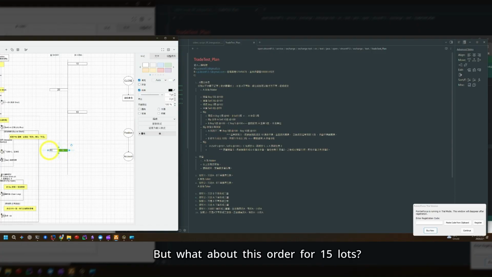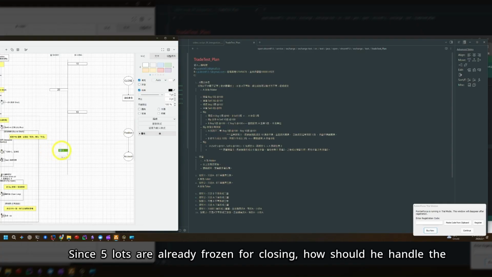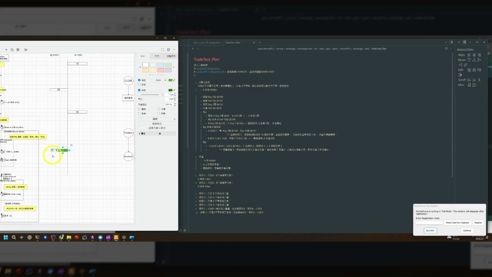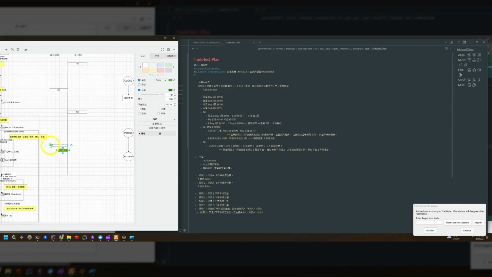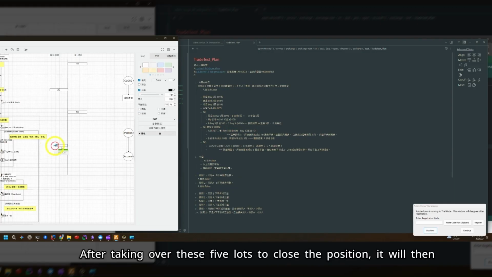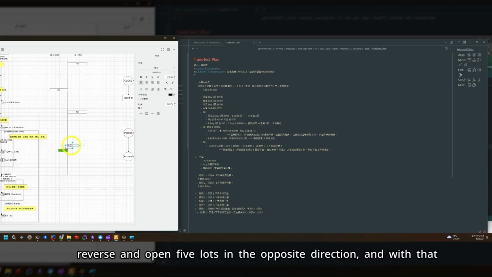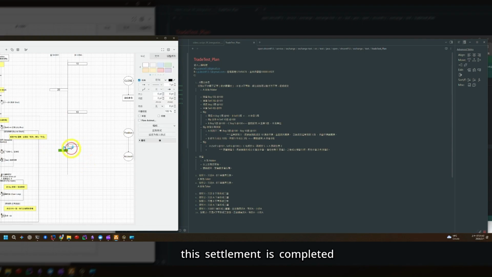Buying 15 lots, the 5 lots to be closed have frozen resources but haven't been traded, currently pending. But what about this order for 15 lots? If it trades first, how should it be settled? Since 5 lots are already frozen for closing, how should he handle the closing? Our system is designed this way. It will take over these 5 orders to close the position. After taking over these 5 lots to close the position, it will then reverse and open 5 lots in the opposite direction, and with that, this settlement is completed.